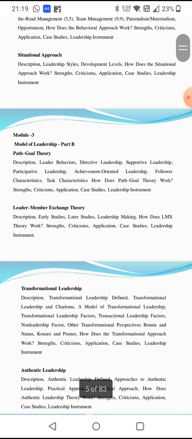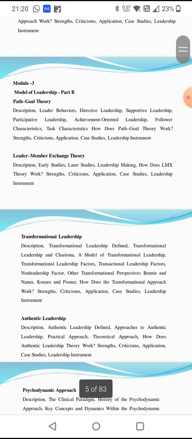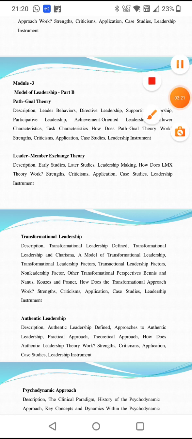In the third module, again you will be learning about the models of leadership. You have path-goal theory, leader-member exchange theory, which you call LMX theory, transformational leadership, authentic leadership, and psychodynamic leadership, wherein you will be learning about the different parameters which are there in the theories, as well as again the same: the strength, criticism, application of those, the case studies related to that, and also the leadership instrument.